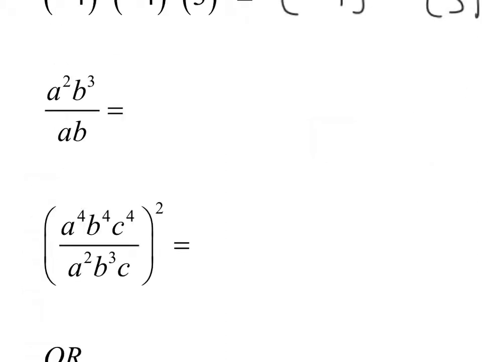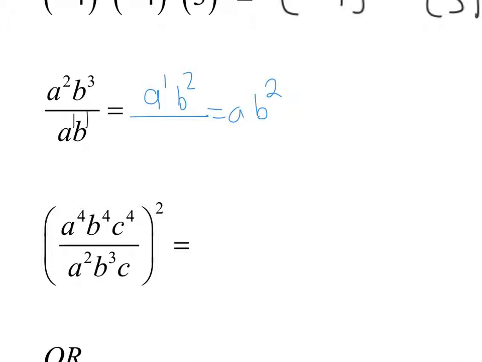Okay, so here we have 1 and 1. Now we look. 2 minus 1 is 1. Where's the larger? The top. So A is on the top, and it's A to the first. The B, 3 minus 1 is 2. Where's the larger? On the top. So it's B squared. So it's just AB squared. Okay.